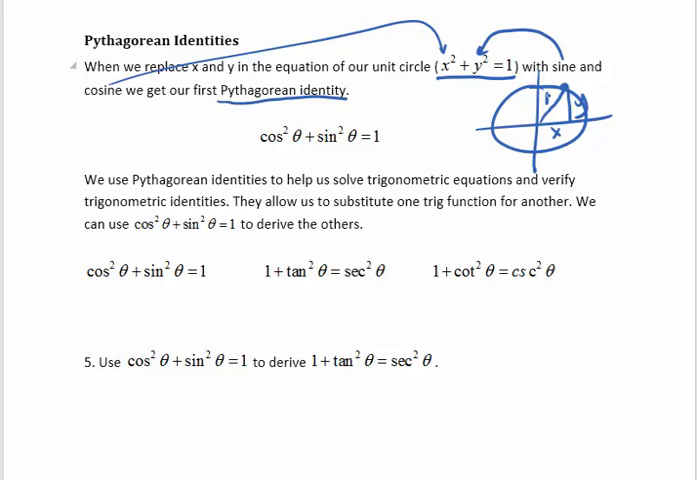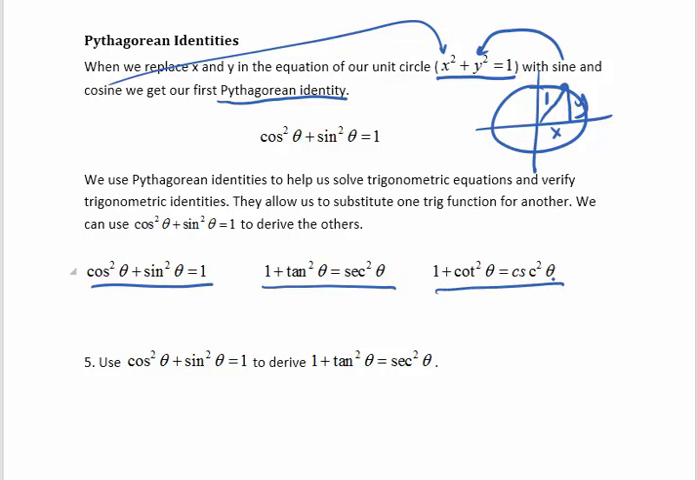So we use Pythagorean identities to help us solve trigonometric equations and verify trig identities. What they do is they allow us to substitute one trig function for another, which will help us to solve equations and also help us to verify and prove things. We're going to be doing some proofs as we're studying trigonometry, and so this will help us to do that. So here are our 3 Pythagorean identities. Cosine squared plus sine squared is equal to 1. 1 plus tangent squared is equal to secant squared. And 1 plus cotangent squared is equal to cosecant squared.